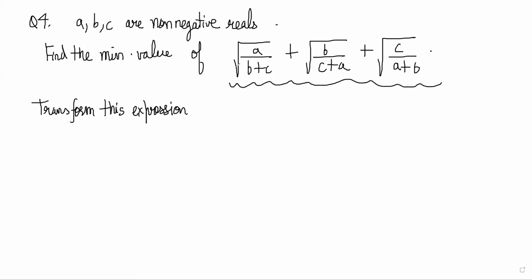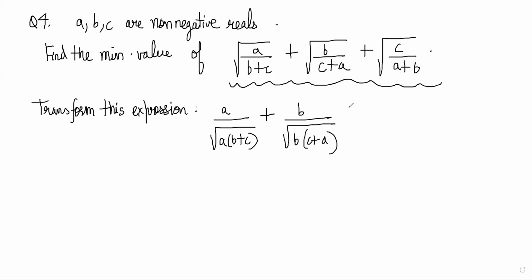So one way to transform it would be to try to rationalize the numerator. If I multiply by root A up and down, I will get A by root over A times B plus C, plus B by root over B times C plus A, plus C by root over C times A plus B, right? Okay, so now we have a product of two terms in the root. Now at least we can do something about AM-GM and stuff, right?